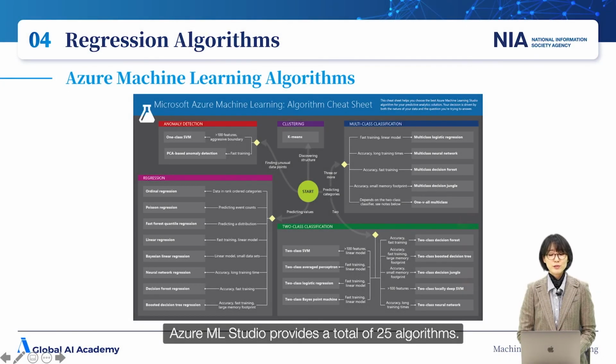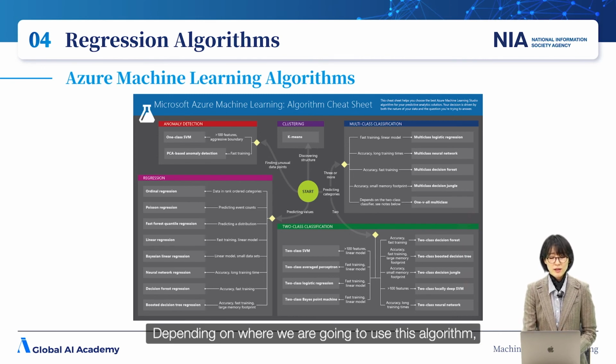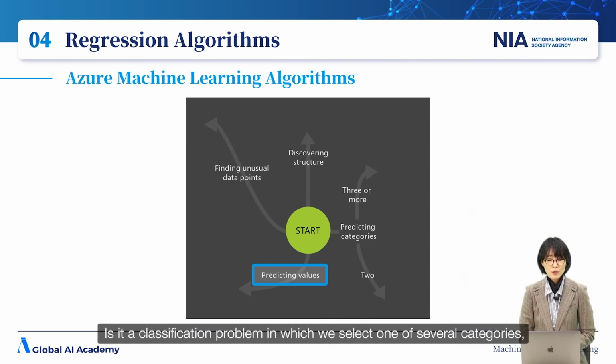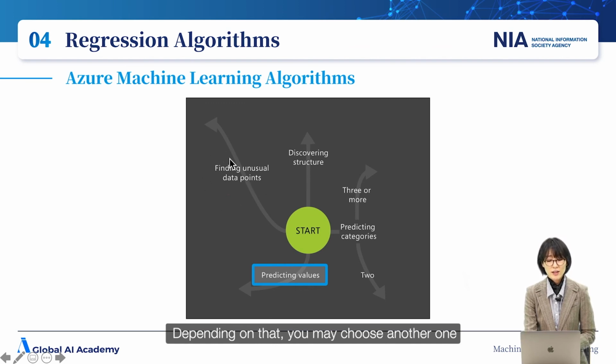Azure ML Studio provides a total of 25 algorithms. Depending on where we are going to use this algorithm, we can choose an algorithm by following this green star. Is it a classification problem in which we select one of several categories? A problem of finding a structure? Or is it a problem of anomaly detection? Depending on that, you may choose another one.